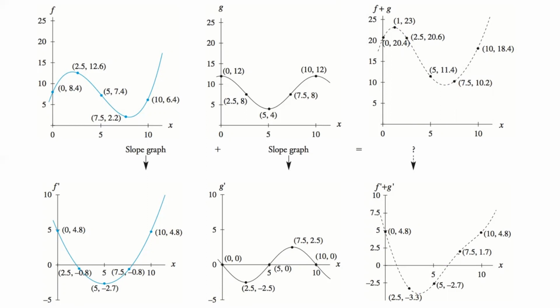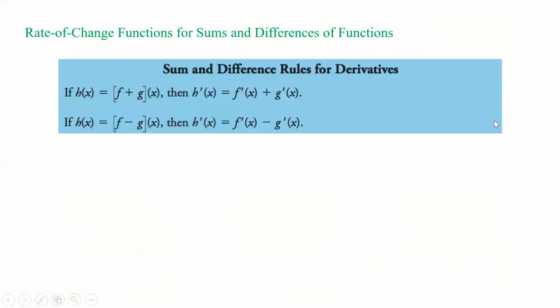So it does match as far as when we add those two functions together, we get this function. When we add this function plus this function, the derivative functions, we do get f prime plus g prime, and that is the slope graph. Okay, so it does work out that way. And so what we can say then is the rate of change functions for both sums and differences. We only showed the sums, but it works also for differences.